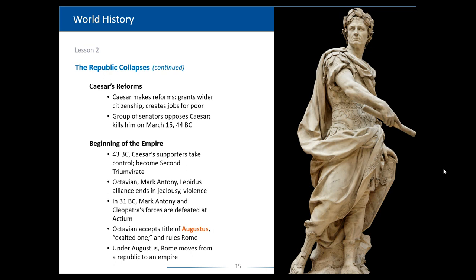So, under Octavian, the second triumvirate, Rome goes from a republic to an empire. So, it goes from a city on a hill to a republic. It takes over the northern section of Italy, it takes over the southern section of Italy, and it takes over North Africa. And as it grows, it becomes an empire.